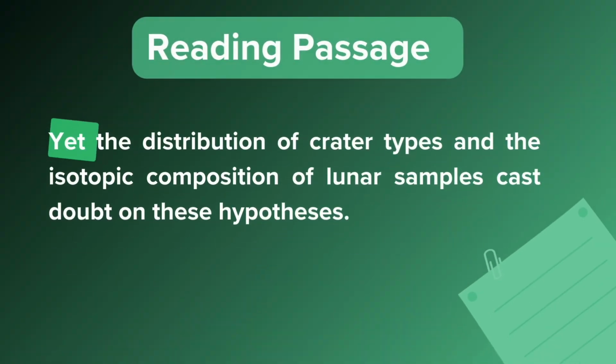Then it says yet. Look at that word yet. You know that they're going to disprove, or not completely disprove, but again, somewhat disagree with this theory. And it says the distribution of crater types and the isotopic composition of lunar samples cast doubt on these hypotheses. Again, cast doubt. It's soft language. It's not saying this theory is actually totally wrong. And that's always important because it allows a little bit of room and a little bit of nuance and subtlety.